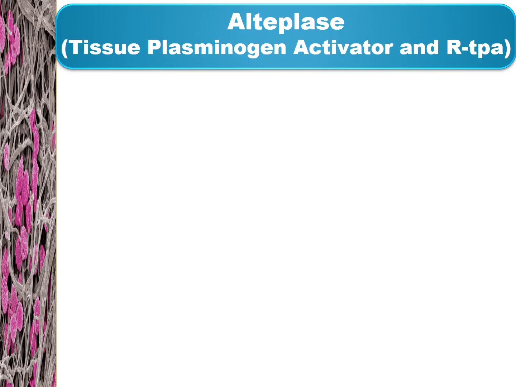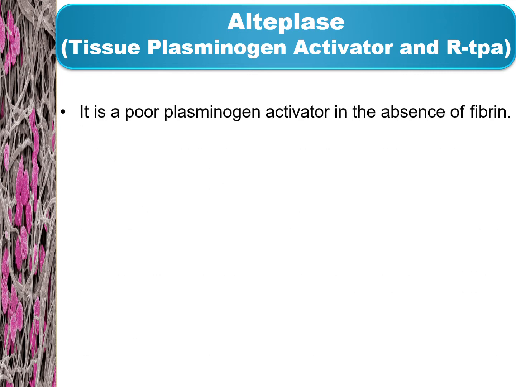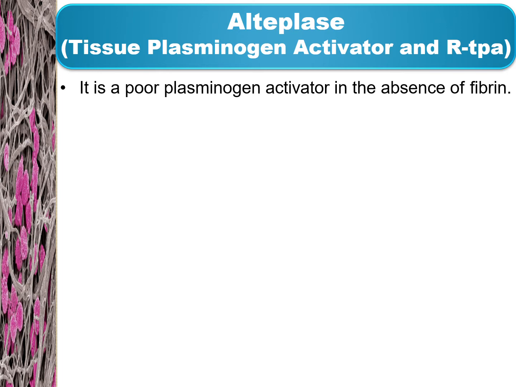Then the third choice of drug is Alteplase. It is a tissue plasminogen activator and is a recombinant tissue plasminogen activator. Alteplase is a poor plasminogen activator in the absence of fibrin, which is the key point of this drug.